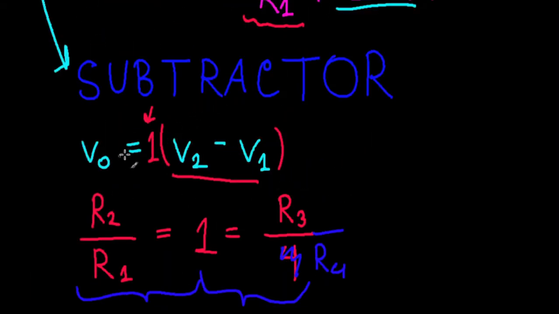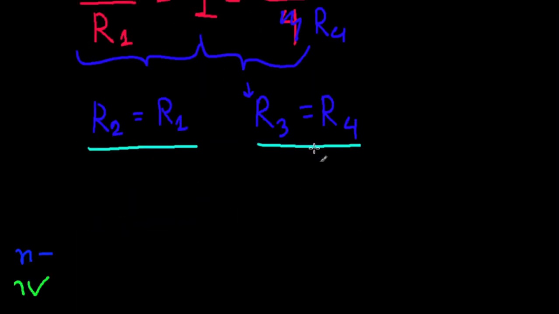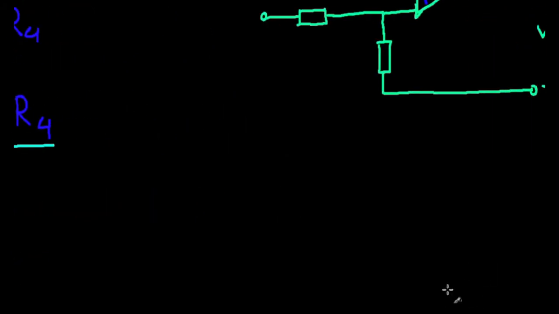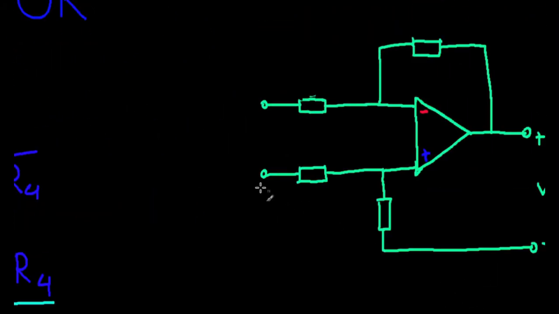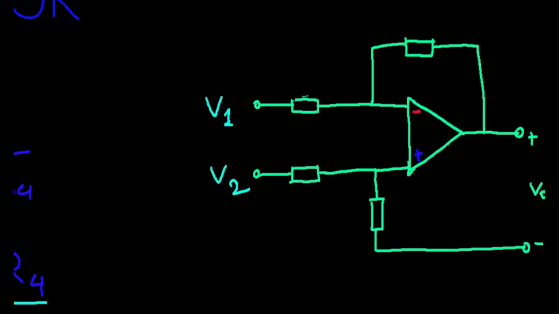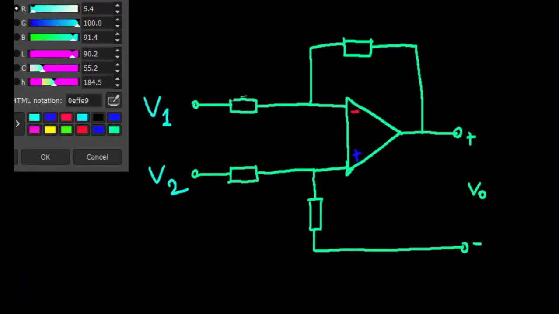So just to recap, for a subtractor, your output voltage is going to be just the difference between V2 and V1. But V2 is not the non-inverting input itself; it's the signal associated with your non-inverting input, and V1 is the signal associated with your inverting input.